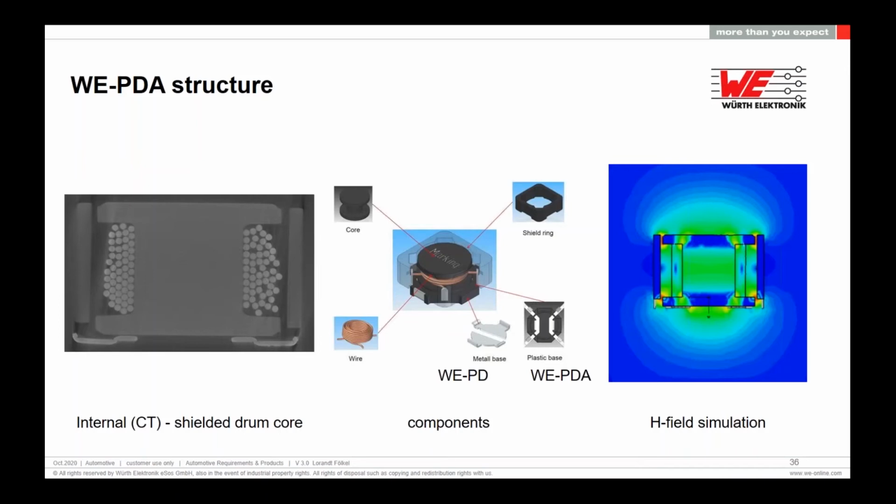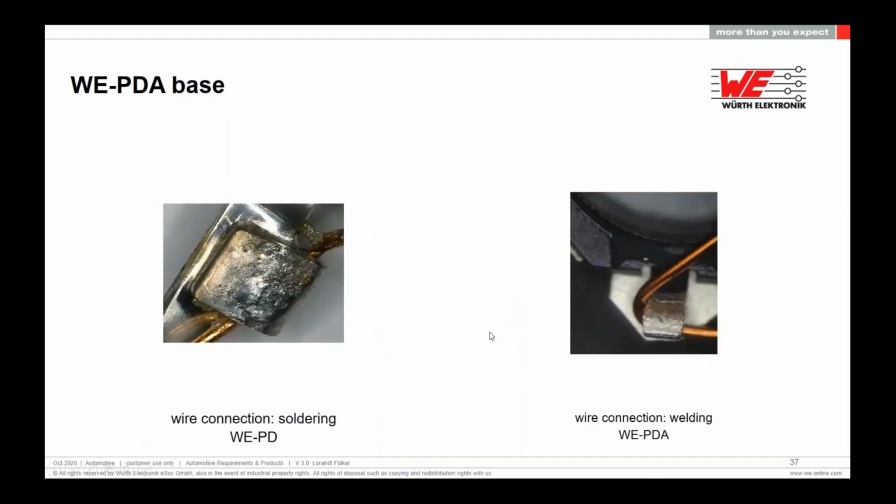The core is absolutely the same. The wire is almost the same. The difference is the base. The PDA has a plastic base and the PD has a metal base. Because we use two different bases, with the plastic base we are welding the wire from the inductor to the base, this electrode, so they are welded, not soldered. And when we use a metal base, we are soldering them.